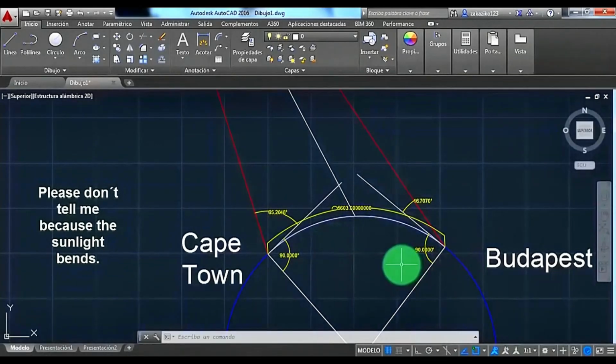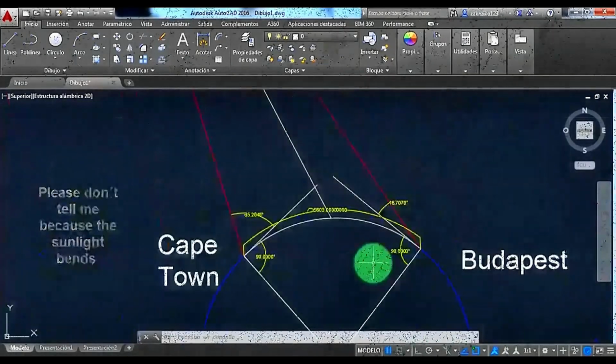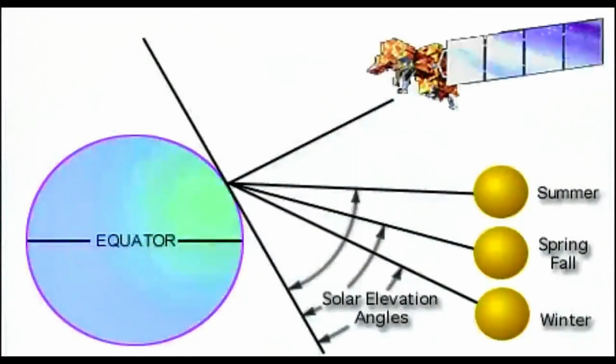And please don't tell me that the sunlight bends. That is why this is not working. Take a look at this image. I am not the one who did it. This is what they are teaching us. Google it.